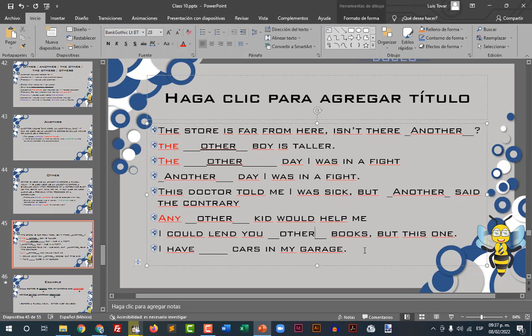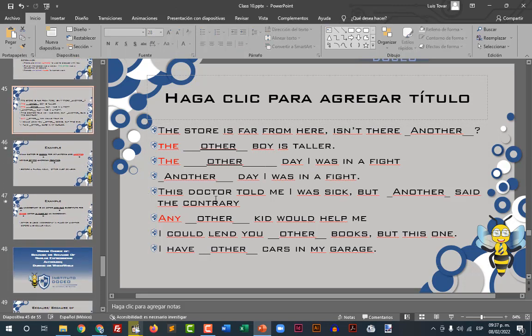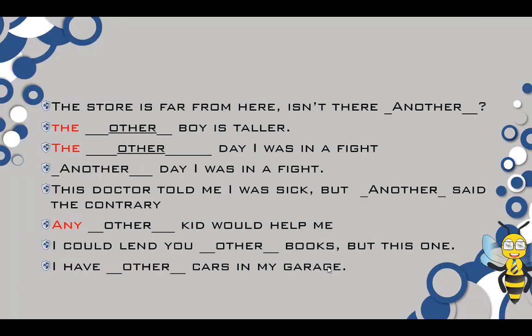Finally, I have other cars in my garage. Other, because we're talking in plural, it says cars, and it's a noun. Well, other is an adjective actually. Girls, is it clear? For me, yes. Perfect. Tanya, Dora? Yes, it's perfect.